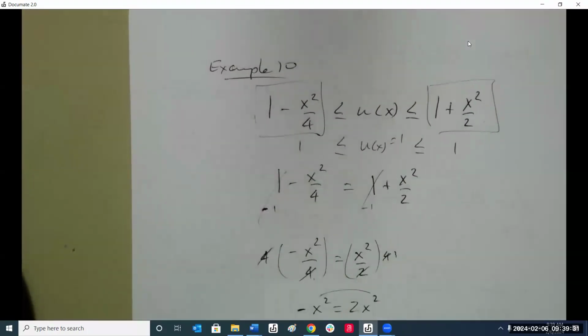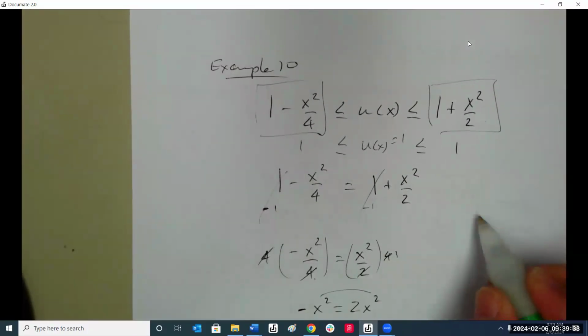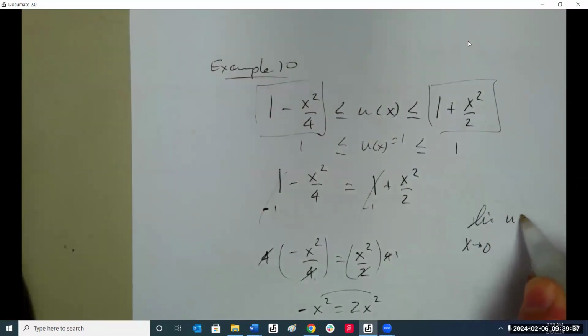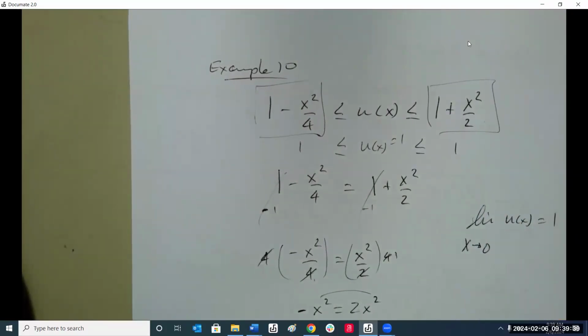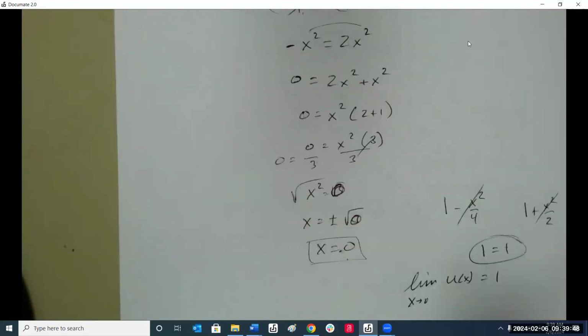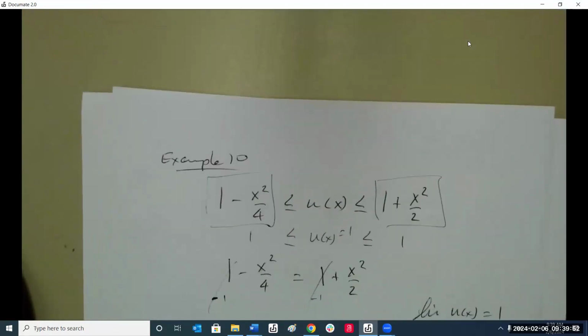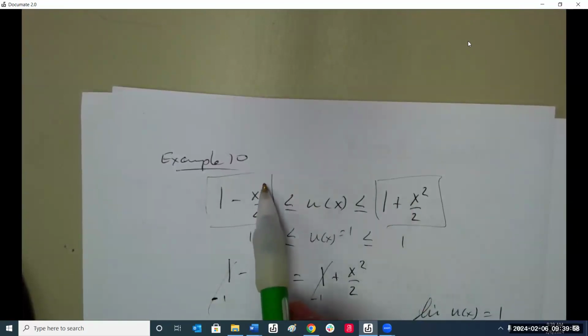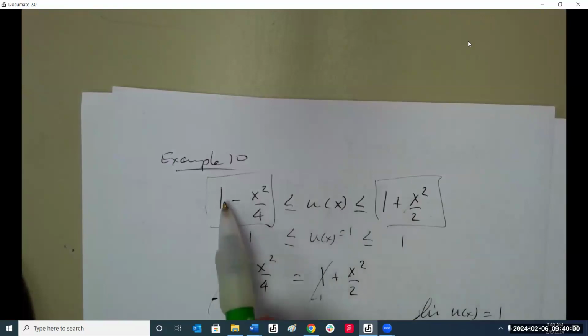No, the limit was 1. It's the limit as x approaches 0 of u of x is equal to 1. When I found that the value of x is 0, I went all the way back to where I set both these equations equal. When x is 0, where are these two equal? That disappears, so they're both equal at 1.